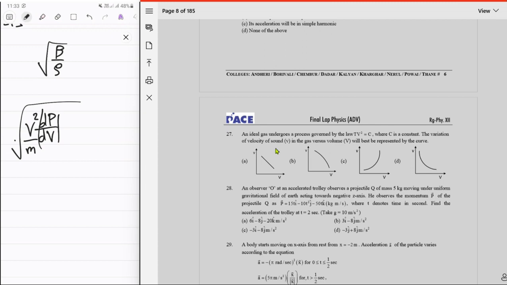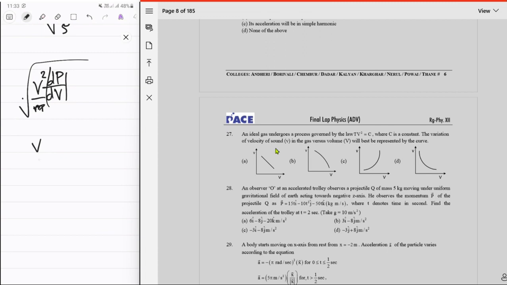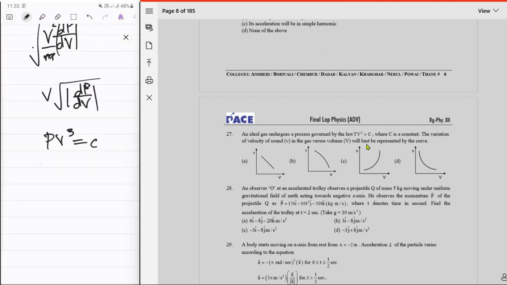Mass of the gas is constant, so you can forget about it. Basically all we have to worry about is volume times the square root of mod of dp upon dv, right? Yes. What does this mean? TV power 2 equal to C, T is proportional to PV, so PV power 3 is some kind of constant for the gas. So what does that mean? dp upon p plus 3 dv upon v is equal to 0.